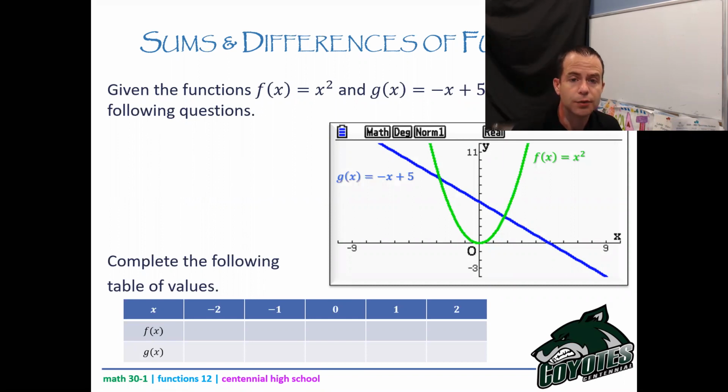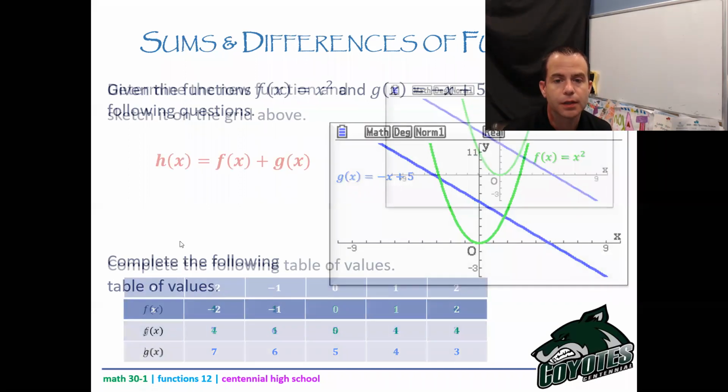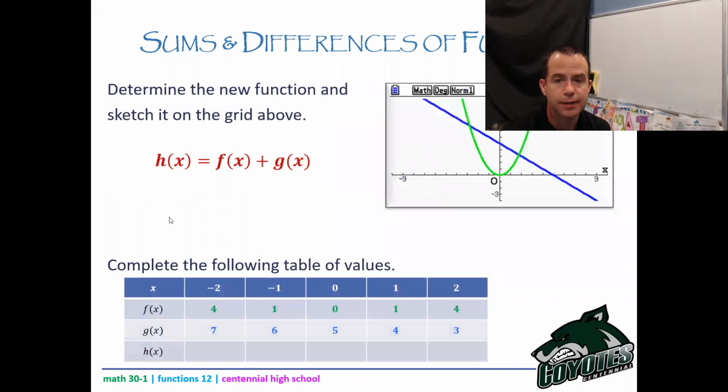answer the following questions. So I want you to figure out what y is for f of x and g of x when x is -2, -1, 0, 1, 2. You can pause me to do that. Those are the answers you should have gotten, just reading it off the graphs. Okay, now it says determine the new function and sketch it on the grid.